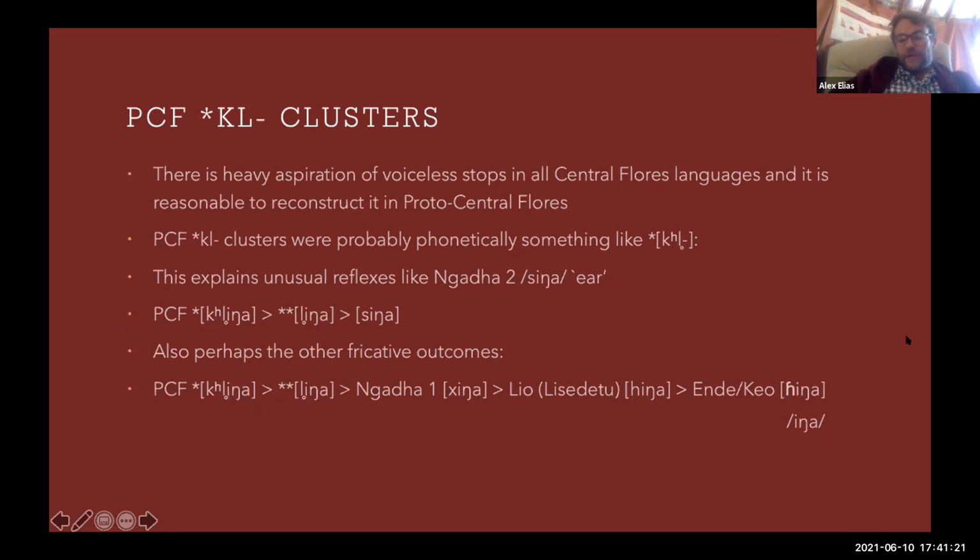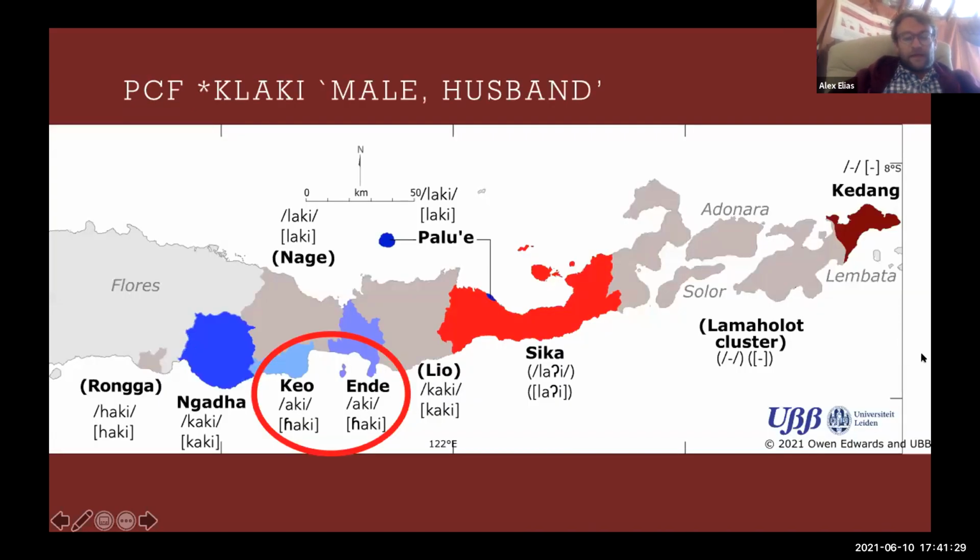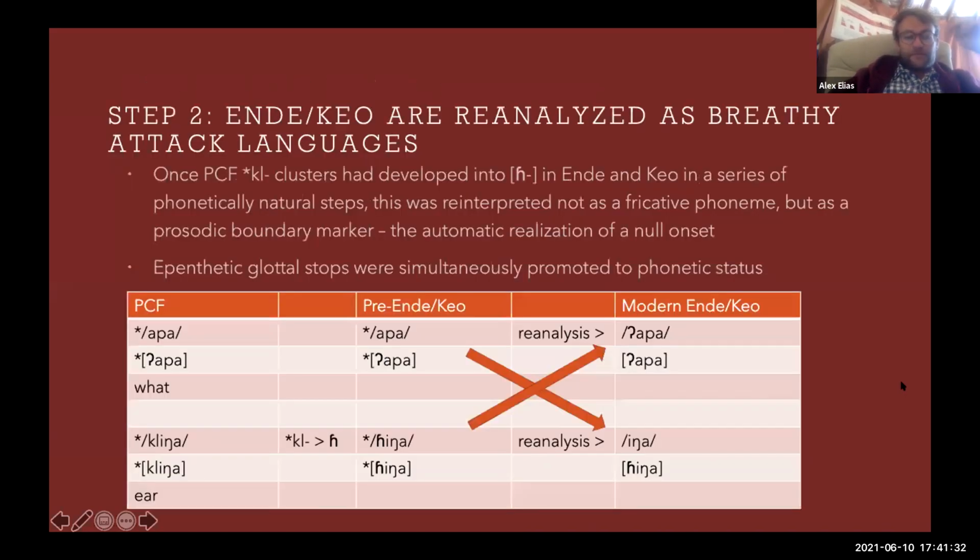But this was just phonetically natural, phonetically driven, random neo-grammarian sound change, if you will. All right, this just shows those outcomes. And then the magic happened once these had developed into H: there was this reanalysis, right? So Proto-Central Flores had null onsets, which were realized as glottal stops because it was a glottal attack language, and it had these clusters. Now the clusters turn into H, but it hasn't undergone the reanalysis yet, so the H is still seen as a consonantal phoneme. And then the identity of the null onset flips. It becomes identified no longer with the glottal stop, but with the voiced H, and the glottal stop is promoted to phonemic status.